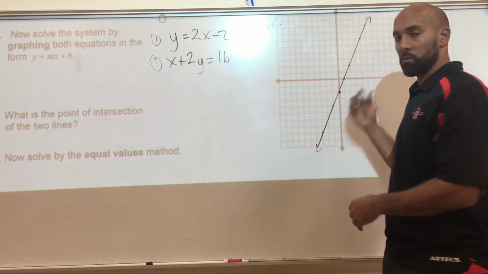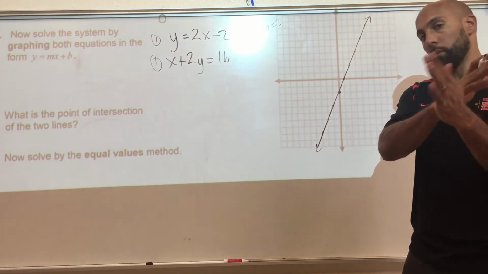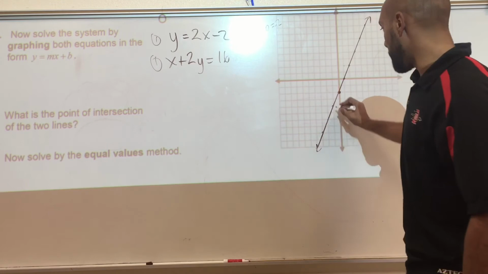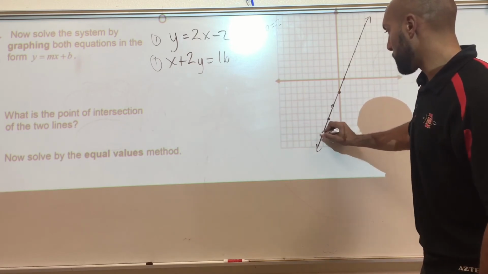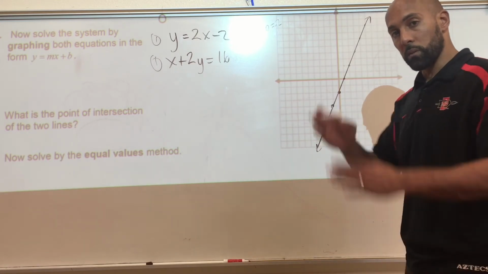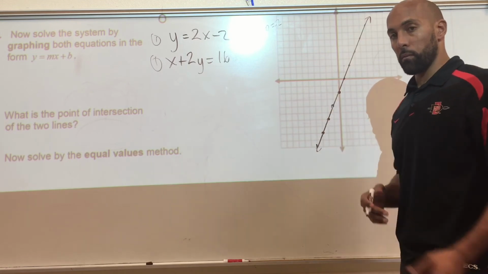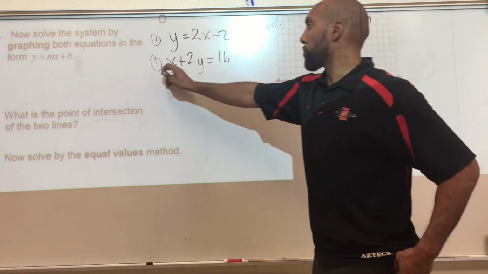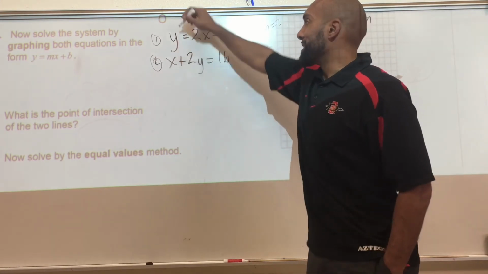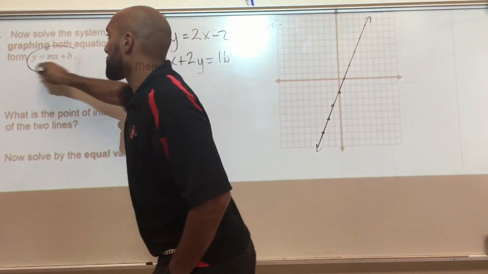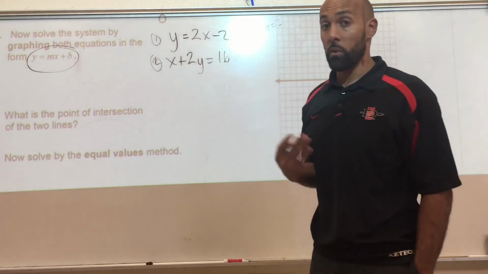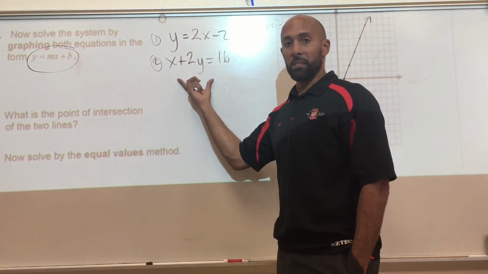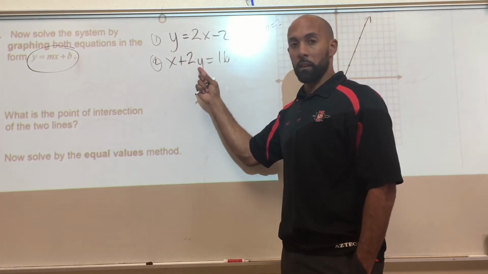If your lines aren't straight, it might put you in the wrong point. So make sure you make nice straight lines. And that's why we also do as many points as possible, because once we plot the points, we'll be able to see it before we even line up the lines. Now, we have a problem with the second equation. It's not in this y equals mx plus b form. So in order to graph it, we have to change this. We need y by itself.